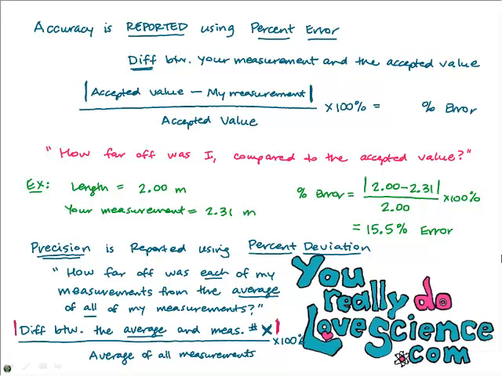Notice the absolute value signs on each side of this equation that I wrote, because again, you don't want to get a negative percent when you calculate percent deviation. So you get the difference between the average measurement and each measurement, and then you divide that by the average of all the measurements times 100. It's really hard to understand in equation form like this, so I think we should do an example.